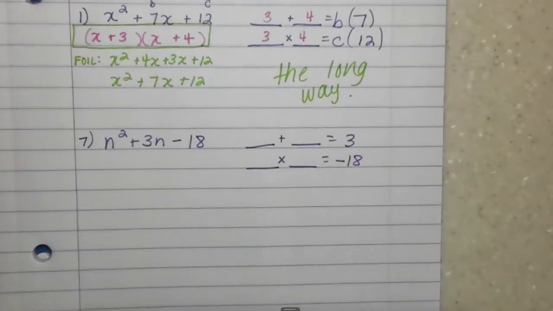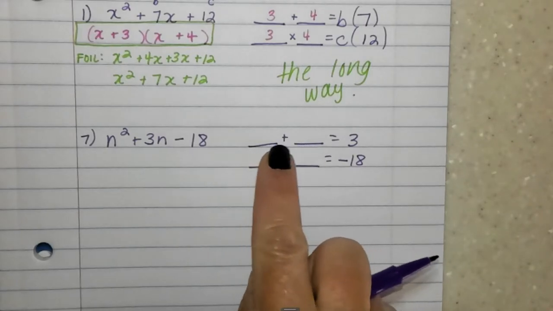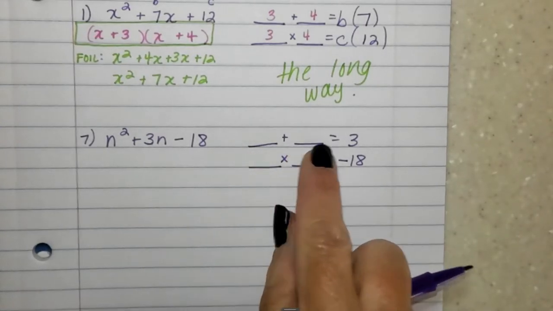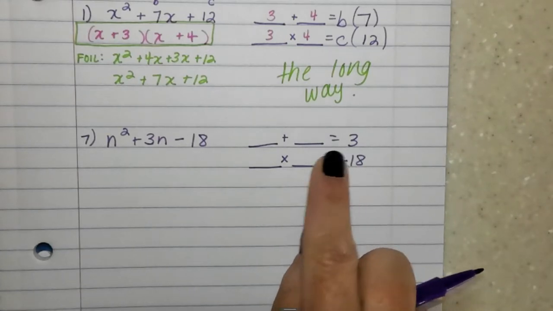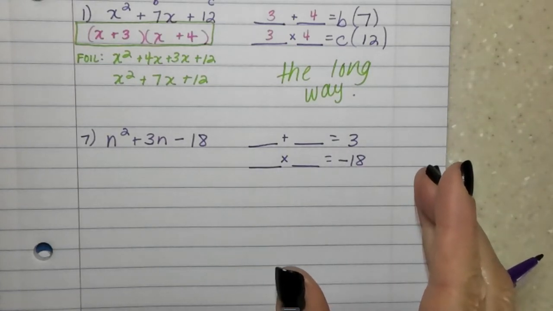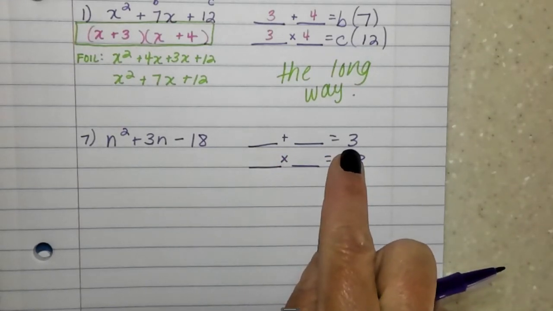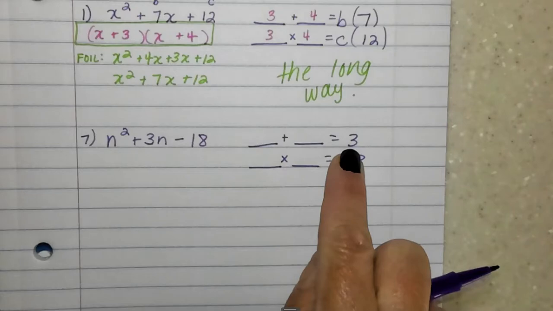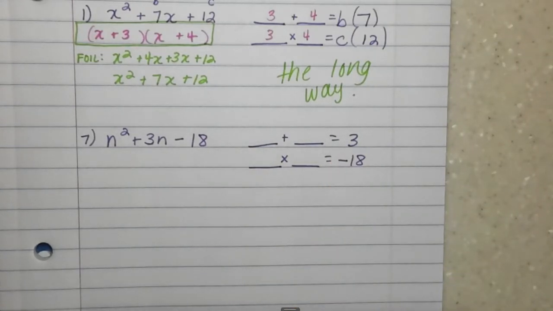All right. Wow. Negative 18. That means one is positive and one is negative. Okay? And when I add those numbers, one is positive, one is negative, my answer is positive. So that means of my two numbers, one is positive, one is negative, but when I add them, I get a positive answer. That means my bigger number is the positive number. Okay, that'll make more sense in a minute.